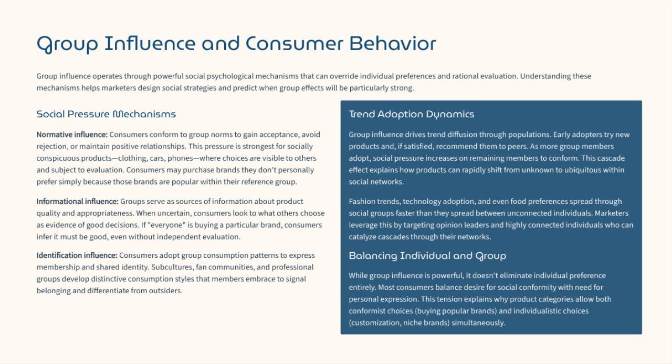Early adopters are key. They try out new products first, and if they're satisfied, they recommend them to their friends. As more people in the group adopt, social pressure builds on those who haven't yet, nudging them to conform. This cascade effect can cause a product or trend to go from being unknown to becoming widespread in a very short period. Now, there are different ways this influence works.